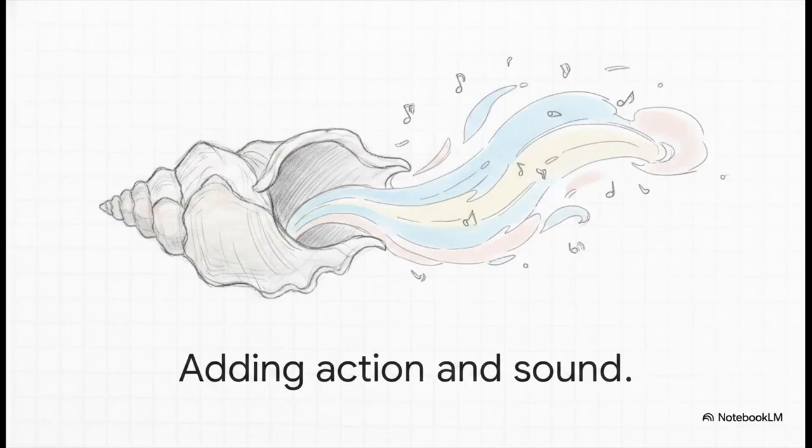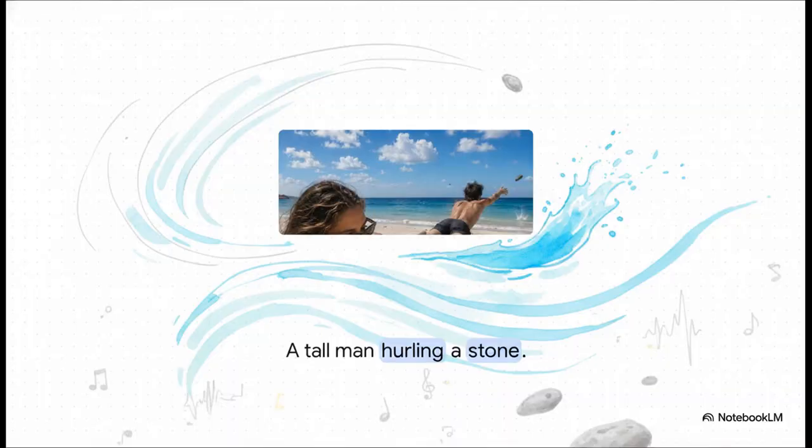Up next, Section 3, Adding Action and Sound. Of course, a truly immersive scene needs way more than just pretty sights. I mean, a silent movie is great, but a movie with fantastic sound design? That is unforgettable. It requires dynamic movement and noise. Imagine this tall, thin man stretching out and hurling a stone into the bright blue water. Listen carefully for the auditory words the writer uses to bring this highly energetic moment to life.